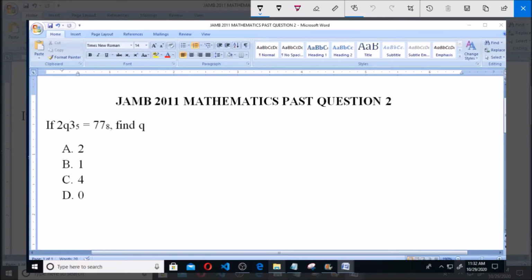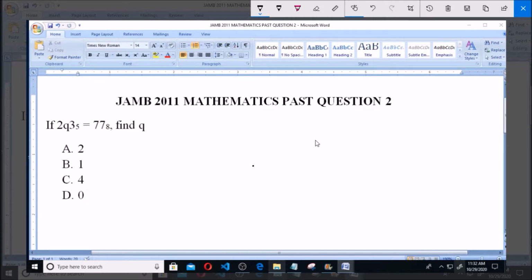I will be answering JAMB 2011 Mathematics Past Question 2. If 2q3 base 5 is equal to 77 base 8, find q. A 2, B 1, C 4, and D 0.